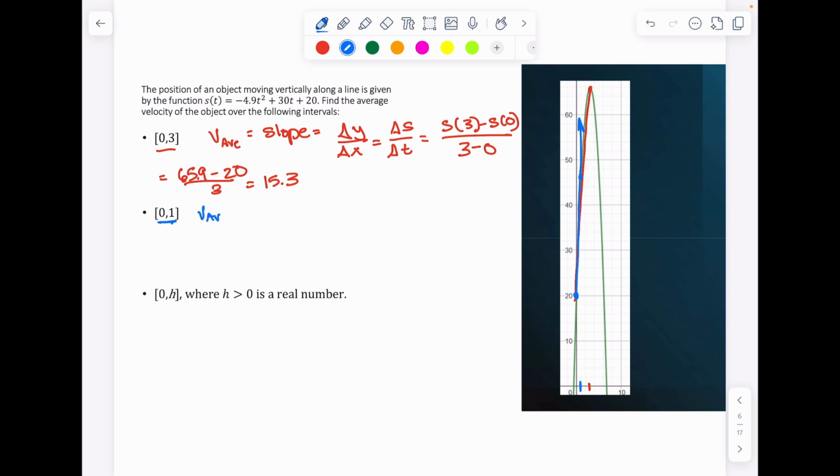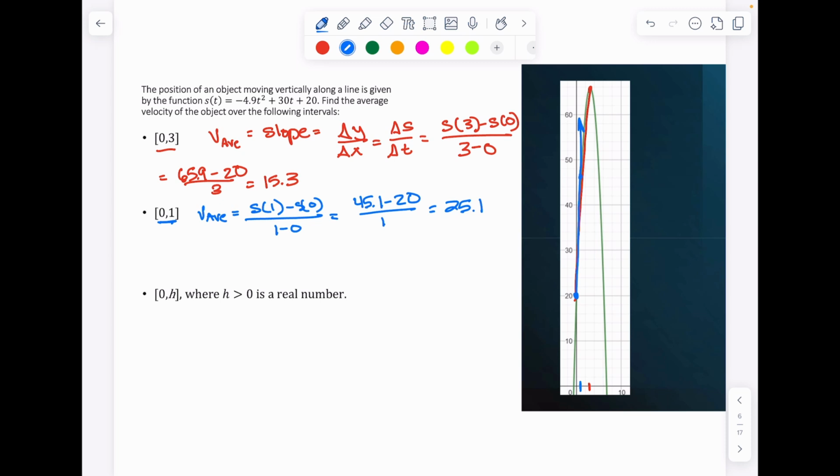But once again, our average velocity is just going to be s of 1 minus s of 0 over 1 minus 0. That's our change in position over our change in time. Now our s of 1 is going to be 45.1, and then our s of 0 is 20. And then we have that all over 1 minus 0, which is just 1. And so we get 25.1. That looks reasonable when we compare it to our average velocity for the first 3 seconds. We knew we were going to be steeper, and indeed 25.1 is greater than the 15.3.